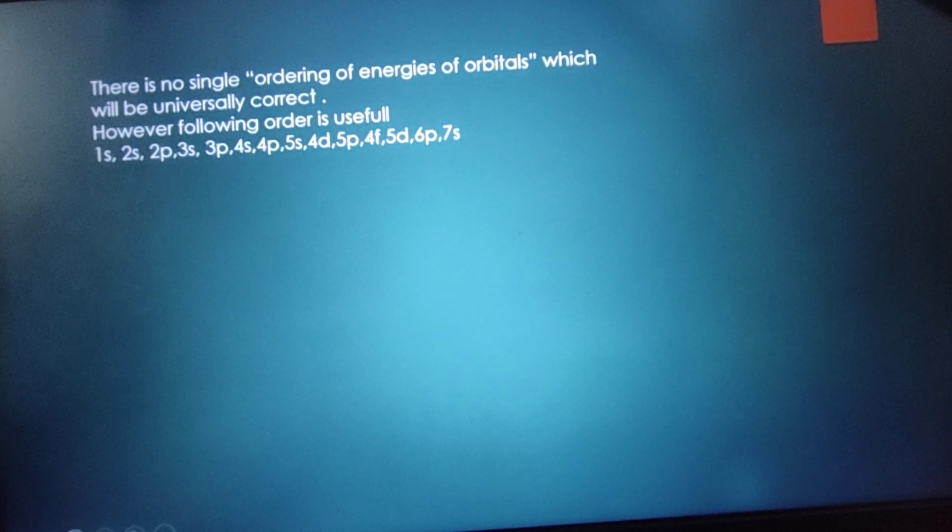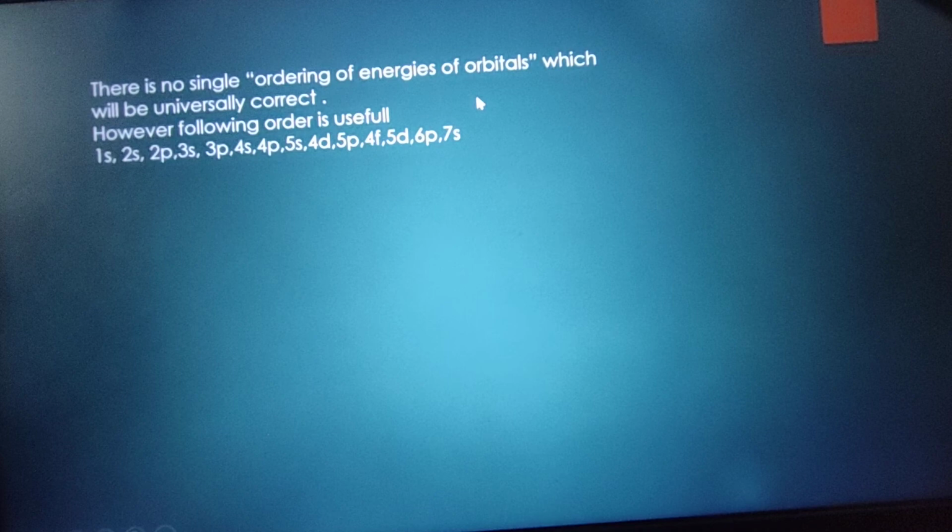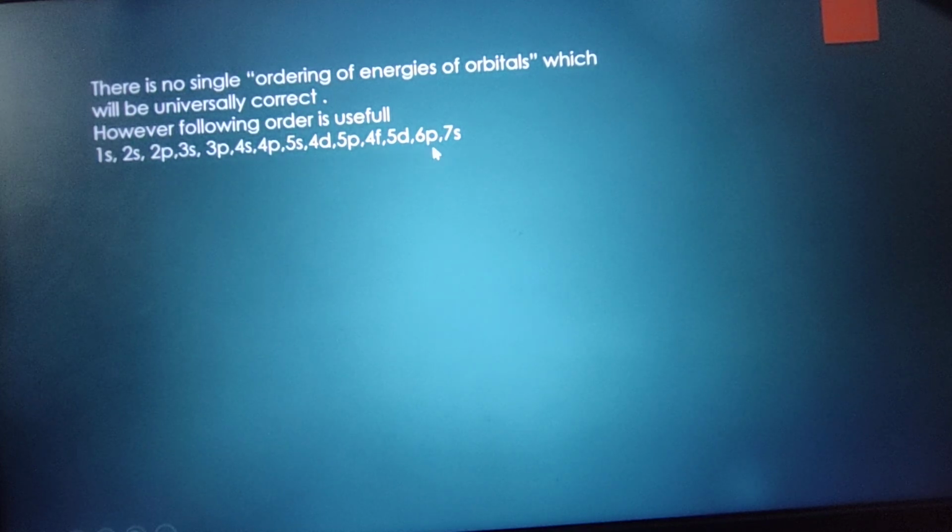There is no single ordering of energies of orbitals which will be universally correct. See here, we said ordering of energies of orbitals means which orbital is lower energy orbital, which one is higher energy orbital. To specify this, there is no specific order. But however, this order is useful. Just remember this order: 1s, 2s, 2p, 3s, 3p, 4s, 4p, 5s, 4d, 5p, 4f, 5d, 6p, 7s. So this order must be remembered.